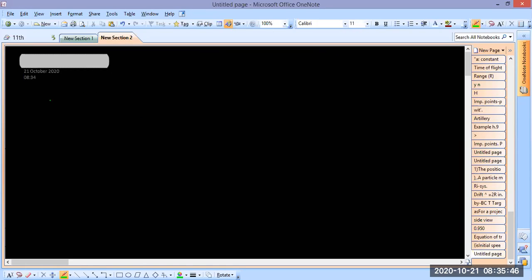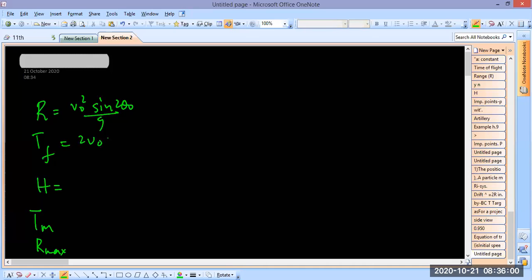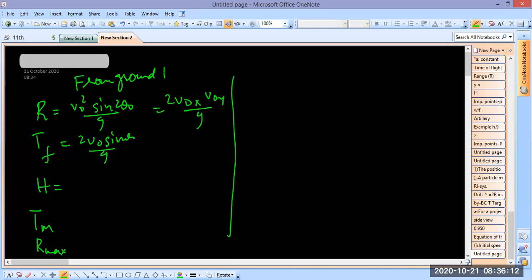Now see, we have following formulas: range, time of flight, maximum height, time to get maximum height, and R max. These formulas, v0 square sin 2 theta 0 by g, 2v0 sin theta 0 by g, or 2v0x v0y by g, all these formulas are only valid from ground to ground. Don't forget that. On the other hand, there are some formulas that are true for all kinds of projectile.